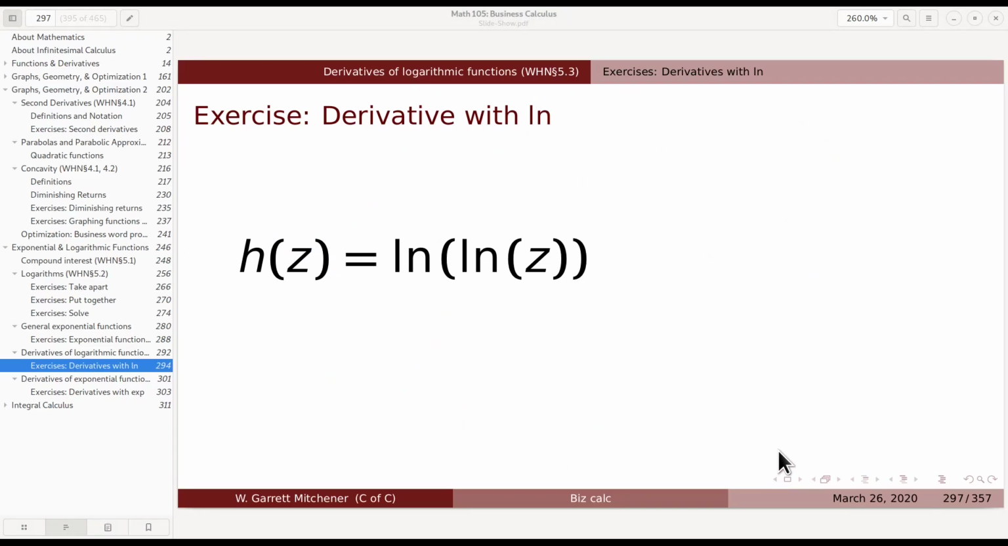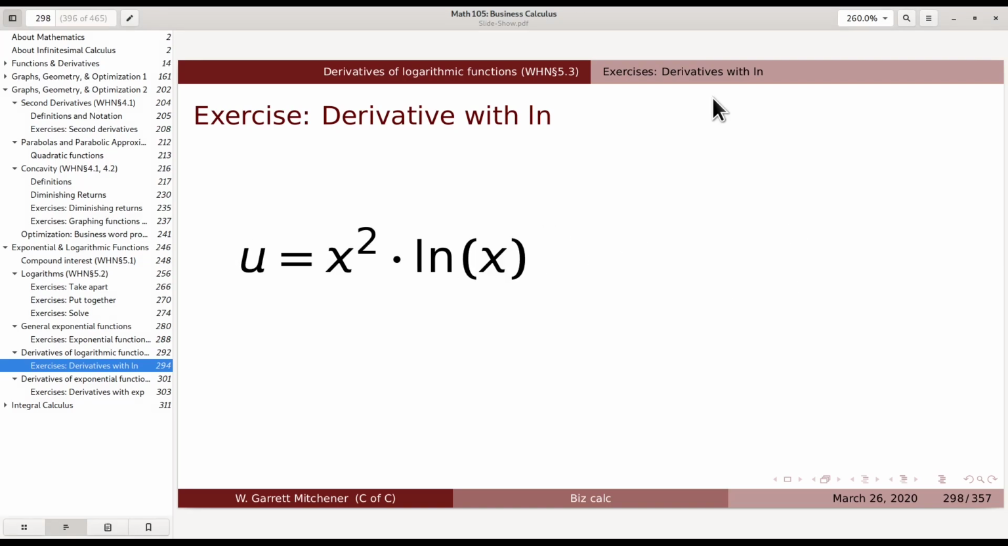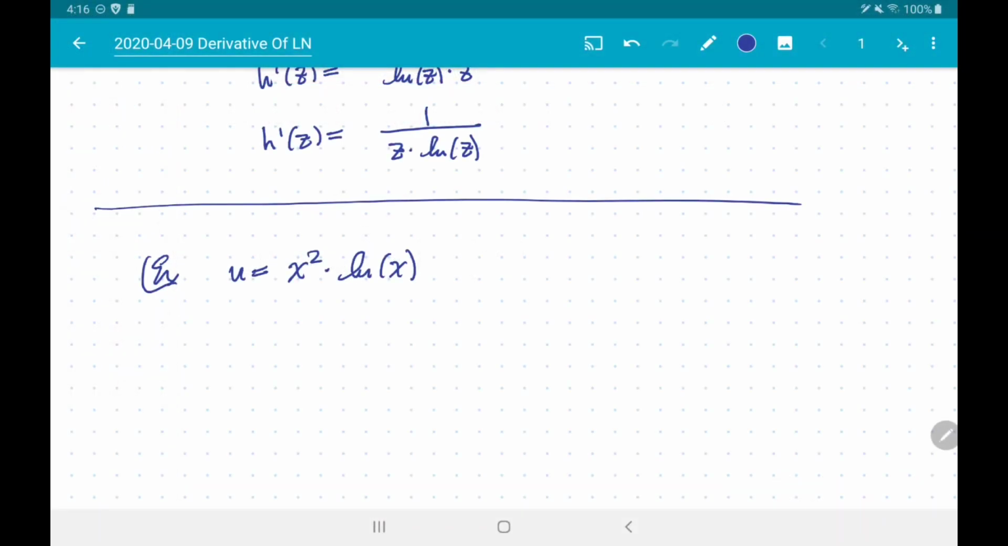Now let's do one more. Oops, that one. So this is u equals x squared times ln of x. A couple of things about this one. First, there is an ln in it. But is ln the outermost operation? Actually, it isn't. You have to be careful not to jump the gun, not to panic.